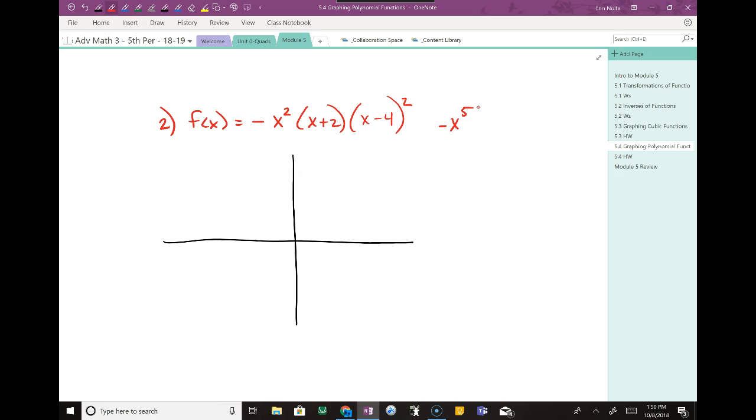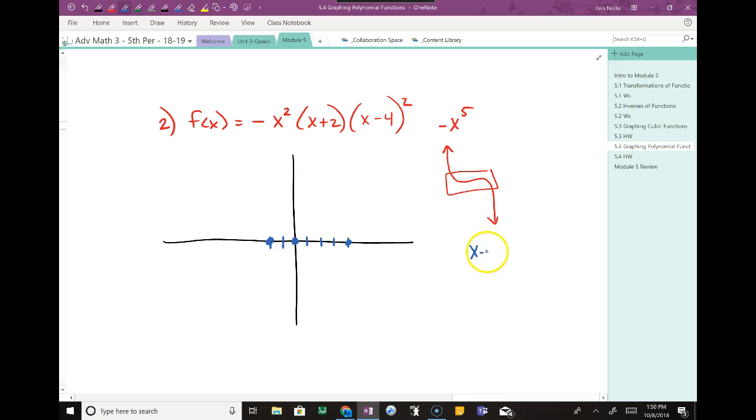So as far as my end behavior, I should have a right arm that's going down and a left arm that is going up. Now what happens in the middle is going to be some wiggling. Okay, so now tell me what the x-intercepts are. Okay, -2, 4, and 0. -4. Now tell me what is happening at each of those.